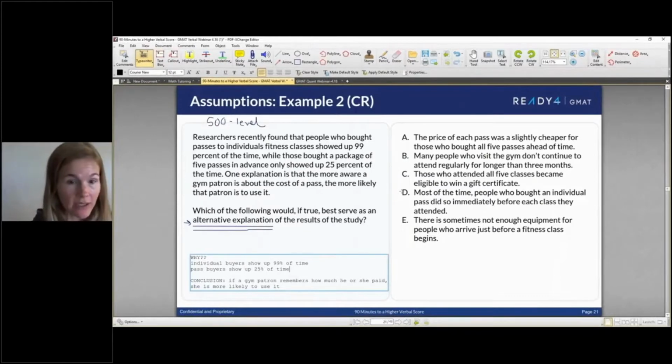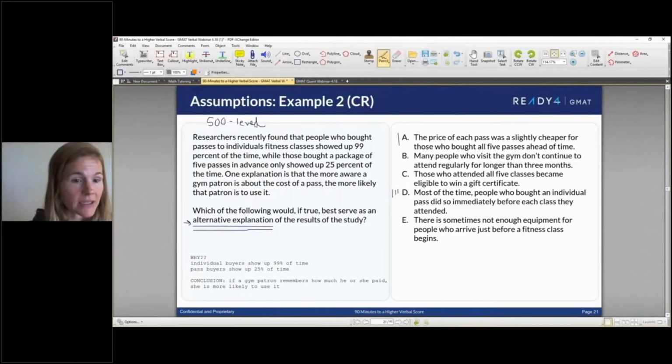Okay, all right, looks like we've been getting some votes for D and some votes for A. So what I have done here is I've picked out the conclusion. The conclusion is basically that if a gym patron remembers how much he or she paid for a pass, they're more likely to use it. That makes sense, right? Why does the author think that? The author thinks that because individual buyers show up 99% of the time, and pass buyers show up 25% of the time.